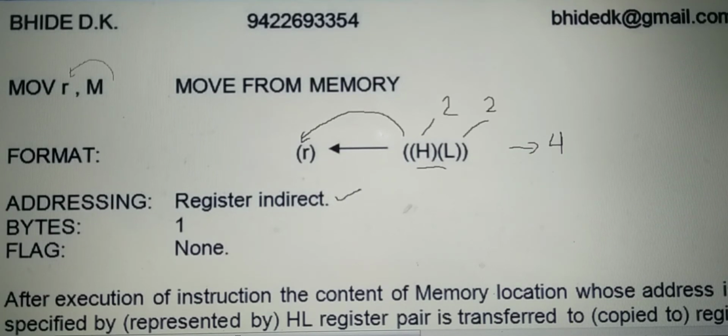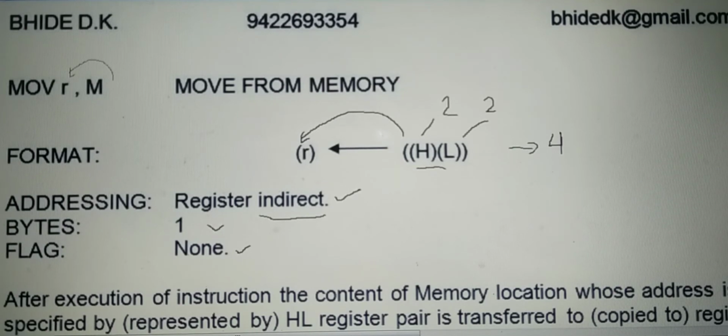You have to remember one thing: whenever the memory location is represented by any general purpose register or pair of general purpose registers, then the addressing mode is register indirect. The flags affected are none, and this is a 1 byte instruction.